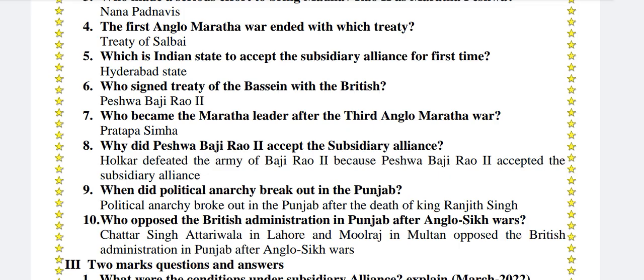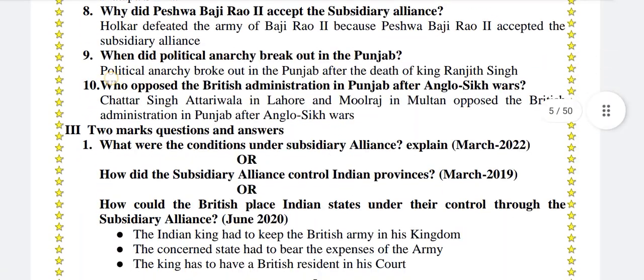When did political anarchy break out in Punjab? Political anarchy broke out in Punjab after the death of King Ranjit Singh. Who opposed the British administration in Punjab after the Anglo-Sikh War? Chattar Singh Atrebal in Lahore and Mullah Raj in Multan opposed the British administration in Punjab after the Anglo-Sikh War.